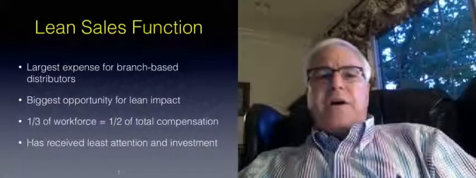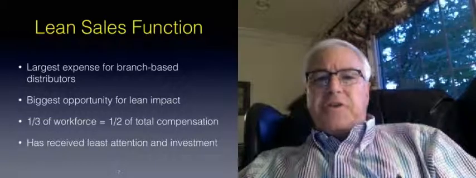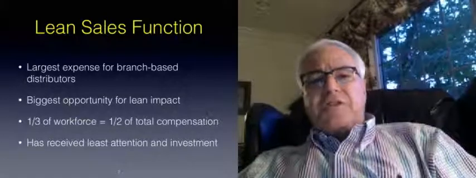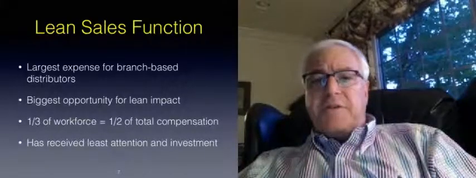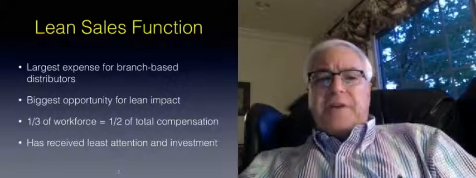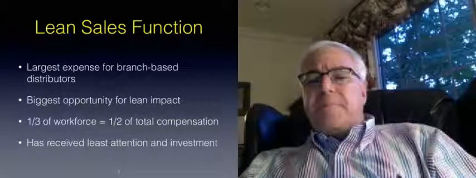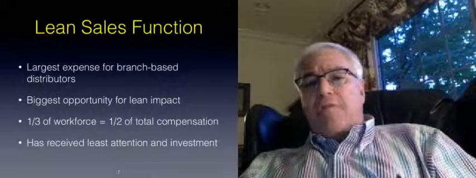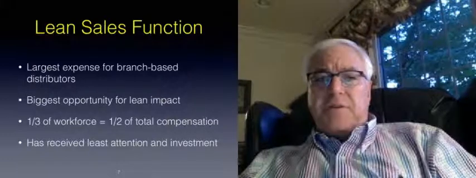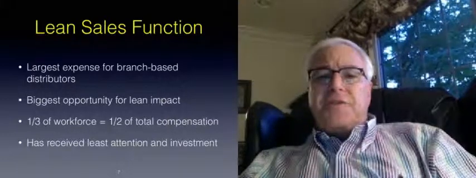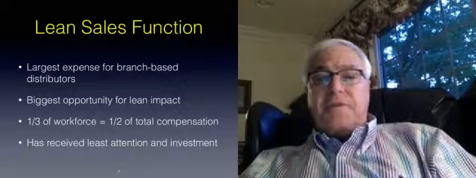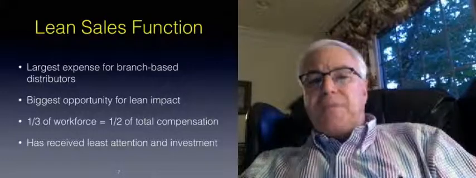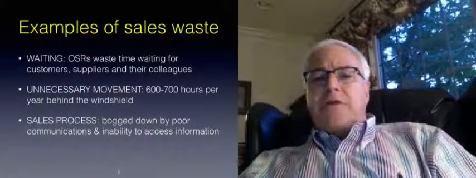The sales function, in order to be lean for wholesale distribution, is really important because, first of all, sales expense is the largest expense for branch-based wholesale distributors. That is the type of distributor operation that has outside salespeople. Therefore, it's the biggest opportunity for lean impact on the company. About 1/3 of the workforce in a branch-based wholesale distribution business is outside salespeople, and that constitutes about half of the total compensation for the business. So, ironically, the sales function has received the least attention and investment for streamlining and automation.